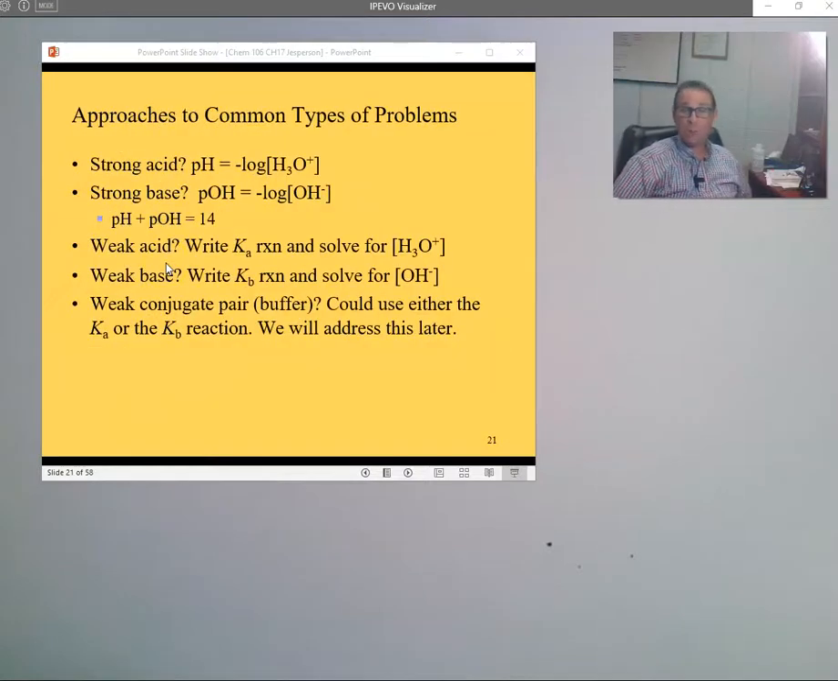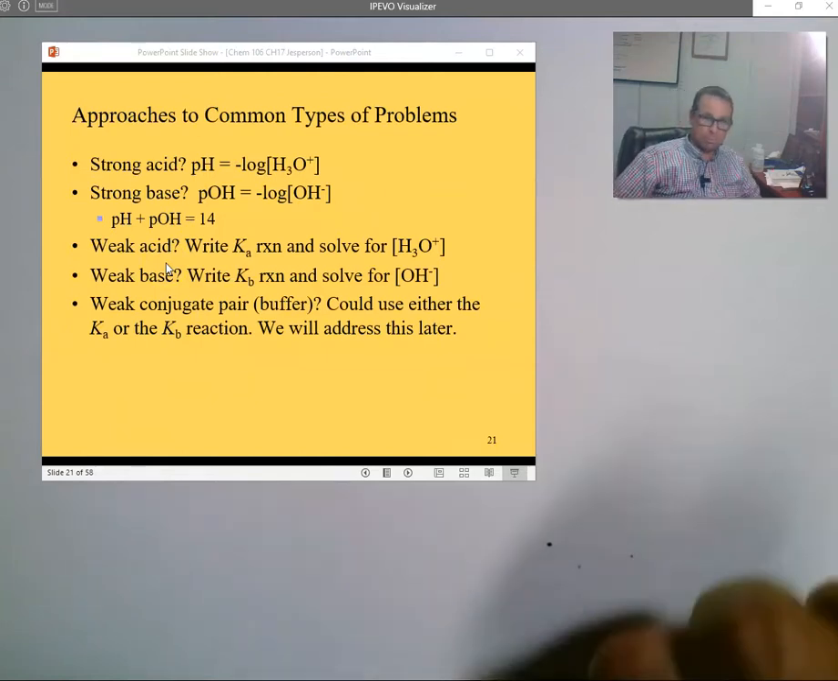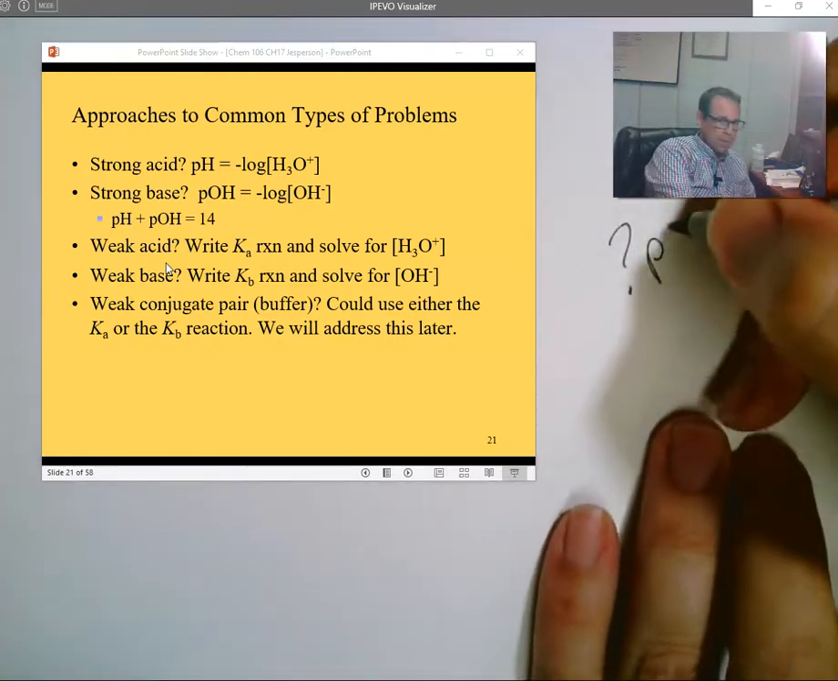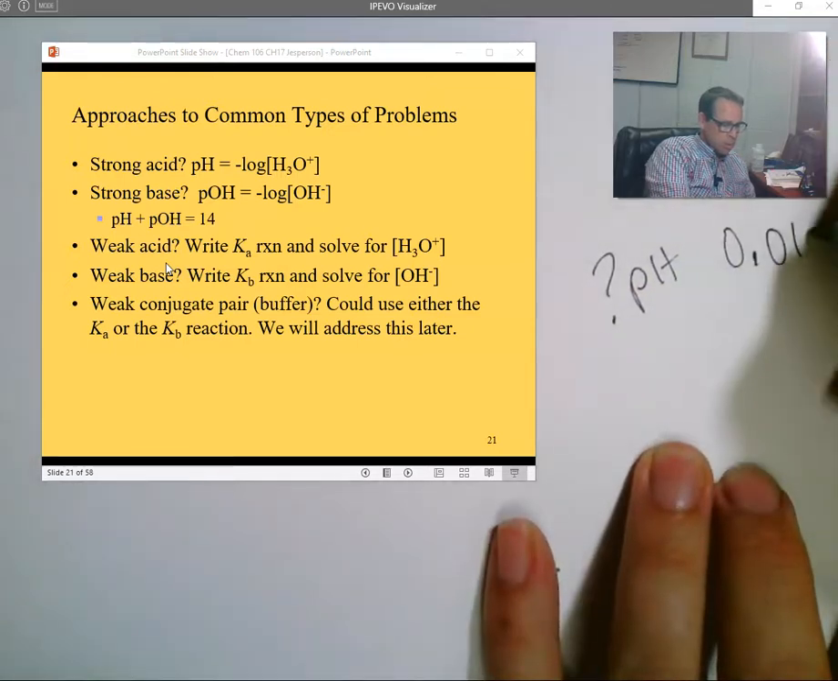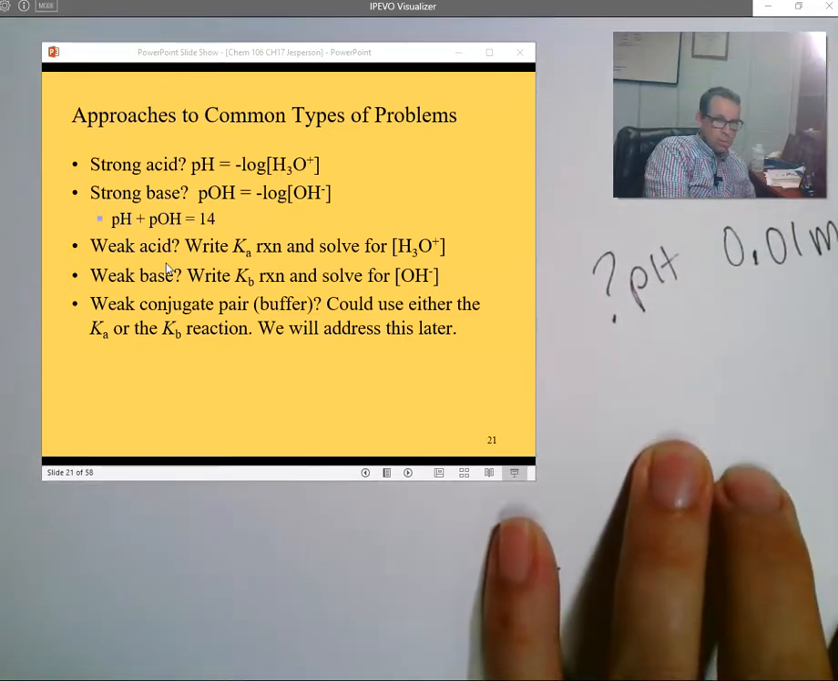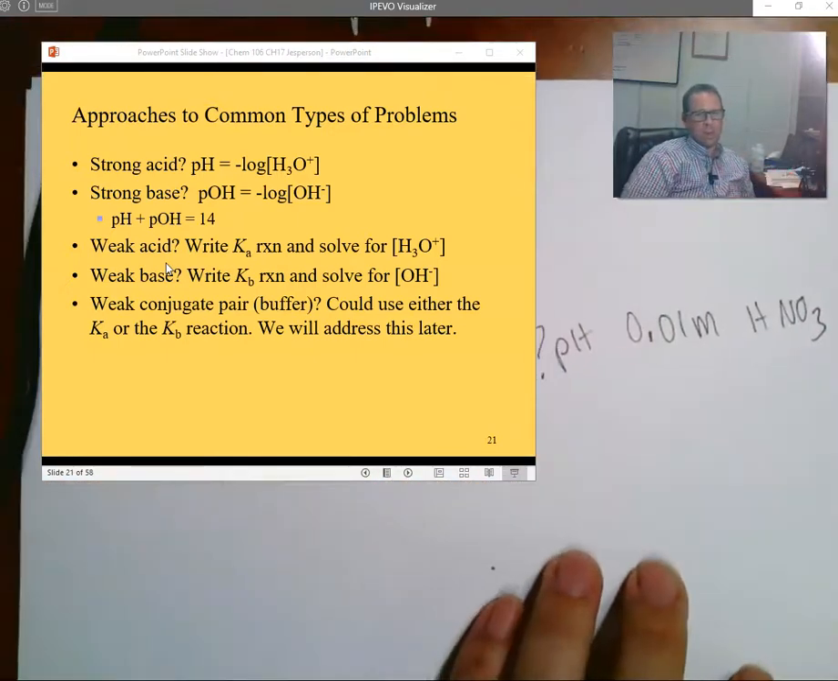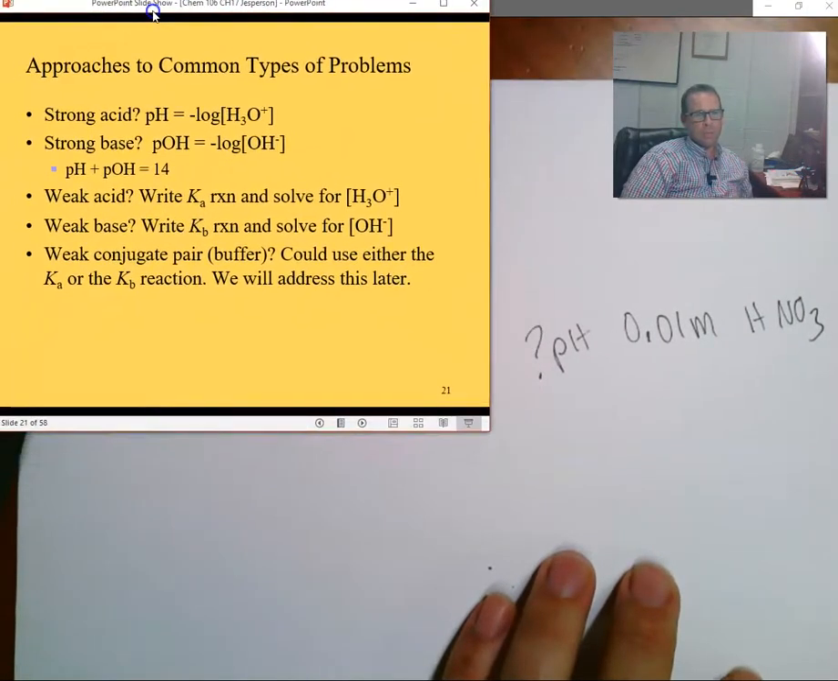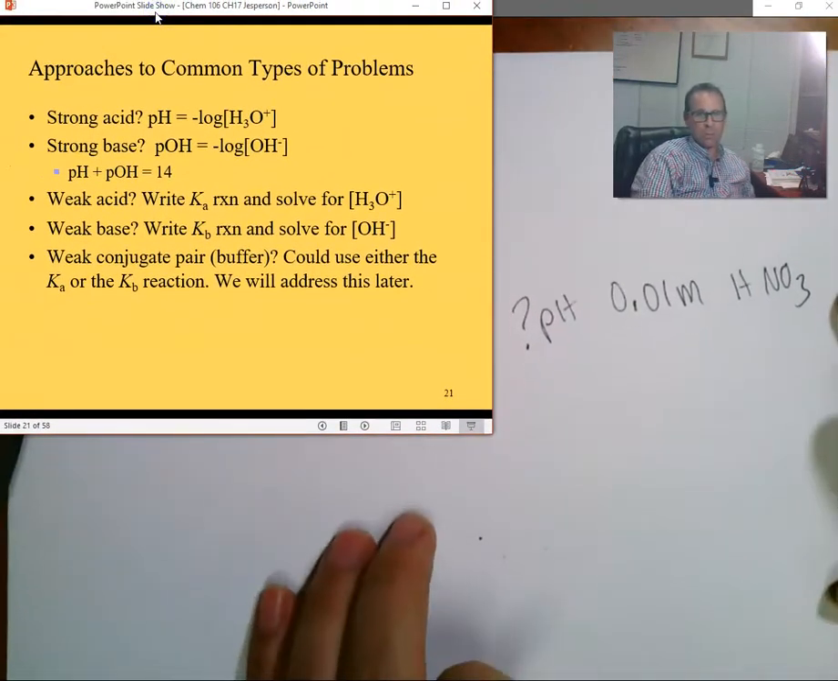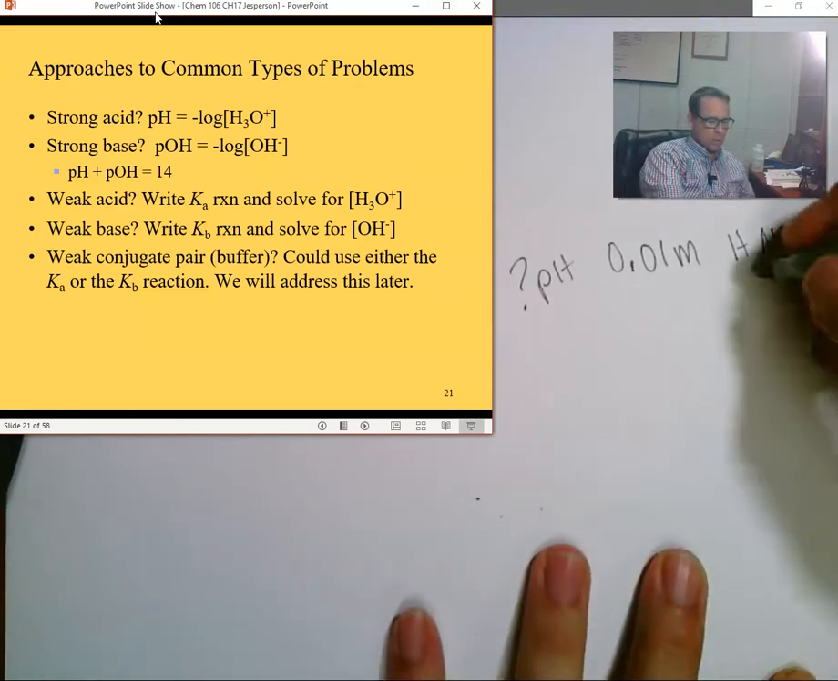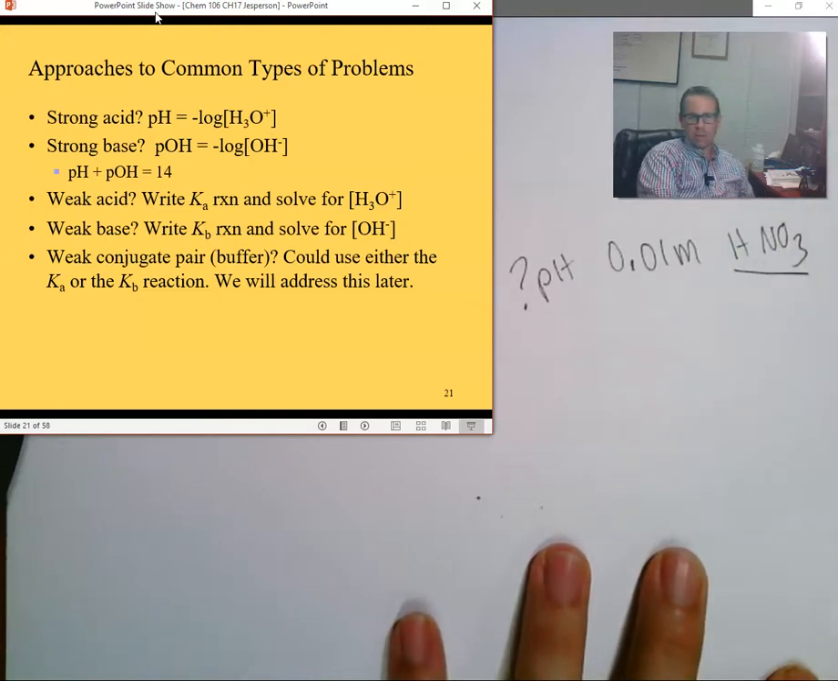You are familiar with how to predict the pH of a variety of different scenarios. For example, if we put a strong acid in solution and we're asked the pH of that solution, like what is the pH of a 0.01 molar HNO3 solution? Well, if we're asked that question, we should be able to answer it because we know what to do when we are faced with a solution that is a strong acid, right?